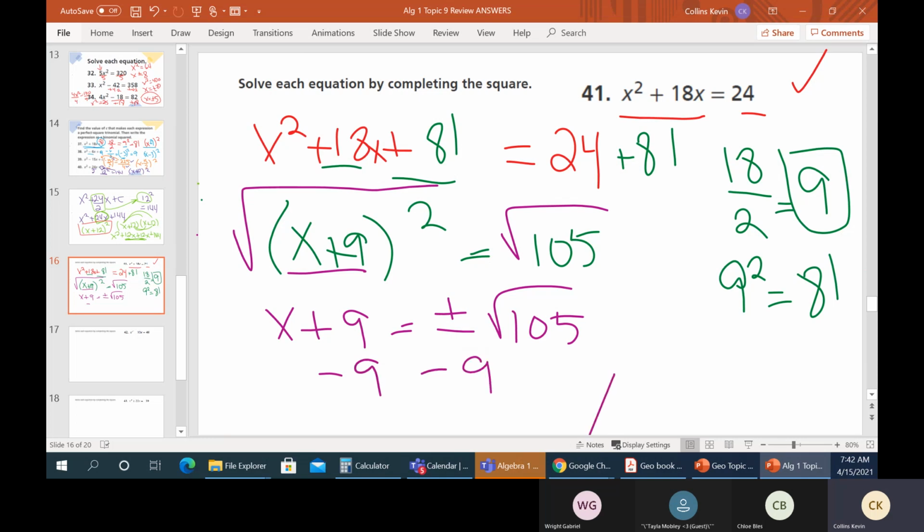So then for our final answer, we get x equals negative 9 plus or minus the square root of 105. And you can just leave it that way. And that's two answers, because that's minus 9 plus the square root of 105. And then that's minus 9 minus the square root of 105. And that's it.